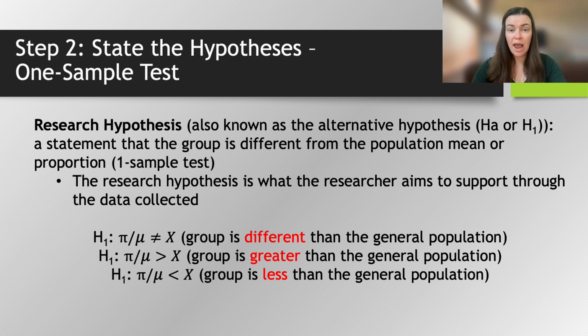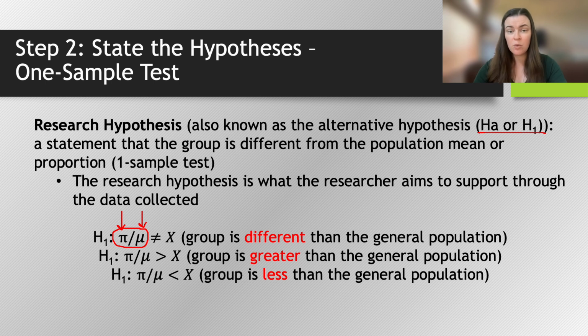Once we establish our null hypothesis, we also have to determine our research or alternative hypothesis. We can designate this 2 ways, either through HA or H1. And again, this is our statement that the group is different from the population mean or proportion within the context of a one-sample test. The research hypothesis is what the researcher aims to support through the data collected. The reason that I have both of these symbols written here is that it's going to depend on whether or not we're using sample means or sample proportions. So again, with proportions, we're going to have our pi symbol here, and with means, we're going to have mu.